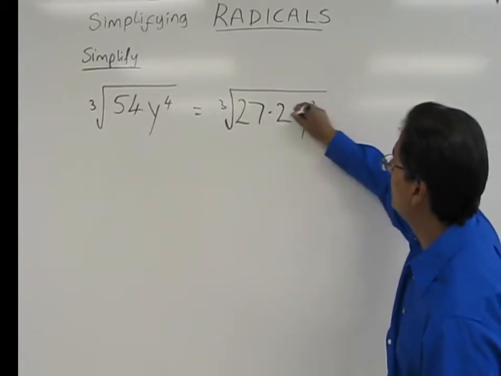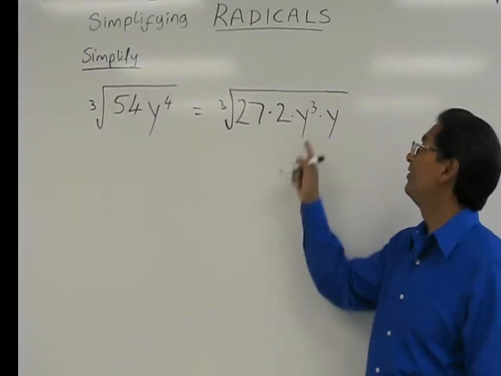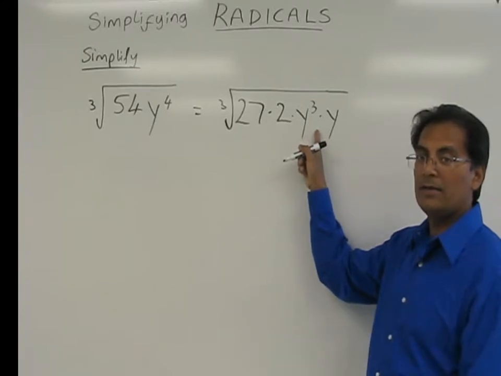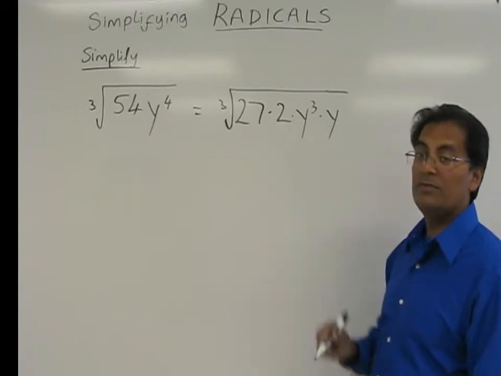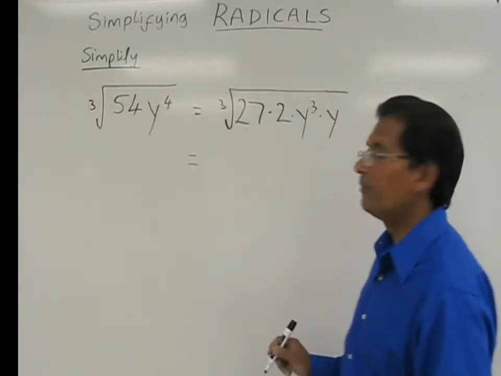Y cubed times y. And why do I do this? Because you can cube root y cubed easily. It's just going to be y. If the exponent's divisible by 3, we can cube root it. So now let's simplify this.